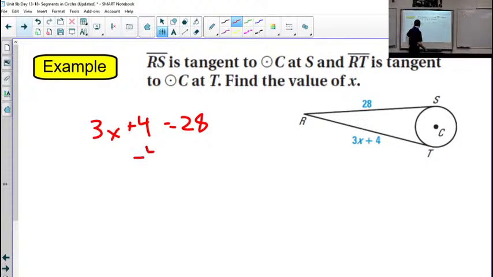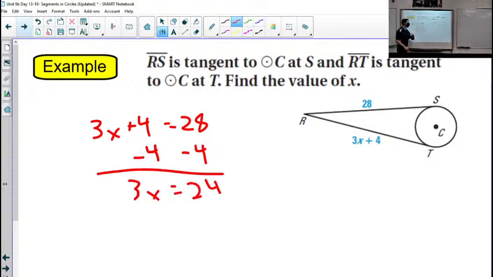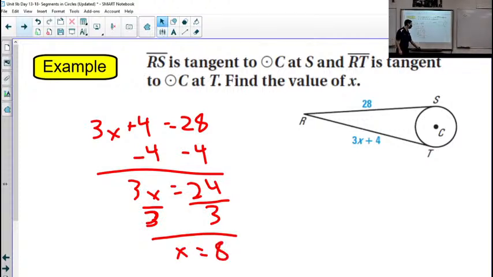So then subtract and divide. And we get x to be 8. All right. That's the last problem you need to write down in your notes.